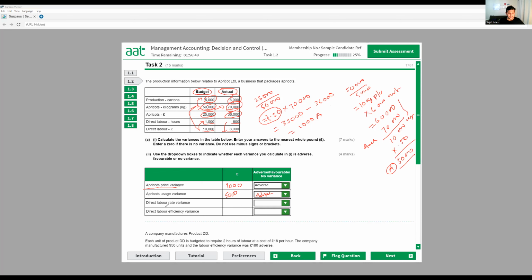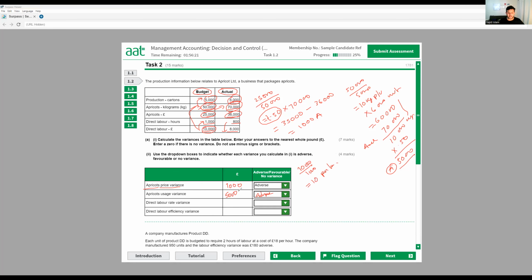Next one, we have the direct labor rate variance. So let's have a look at direct labor. You can see we have 1,000 hours and 10,000 is the payment. So 10,000 is the labor payment for 1,000 hours. That means per hour is 10 pounds.